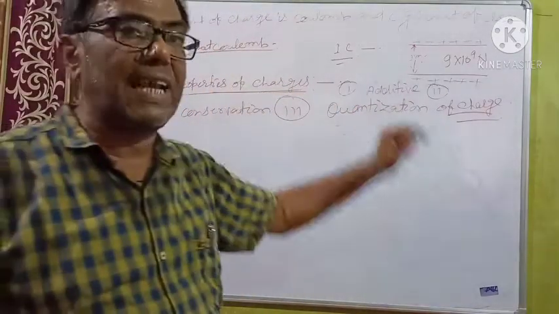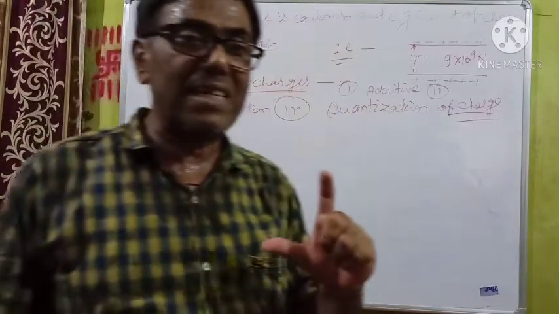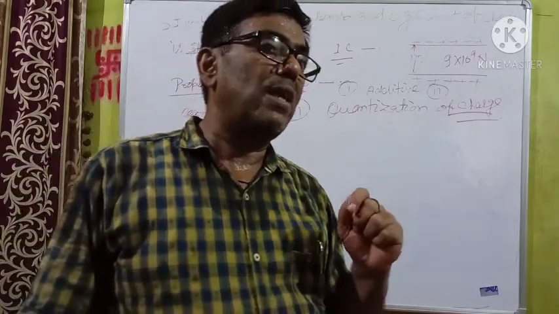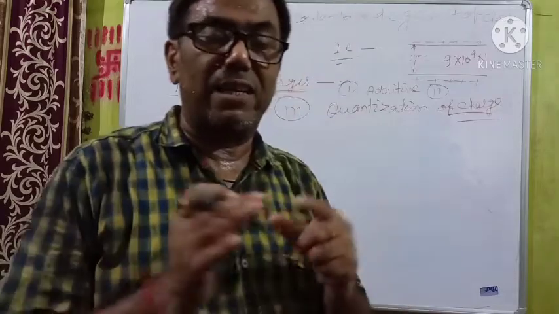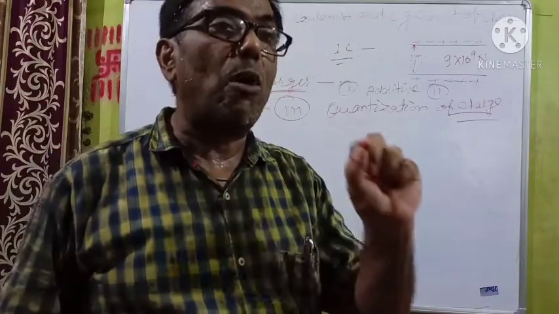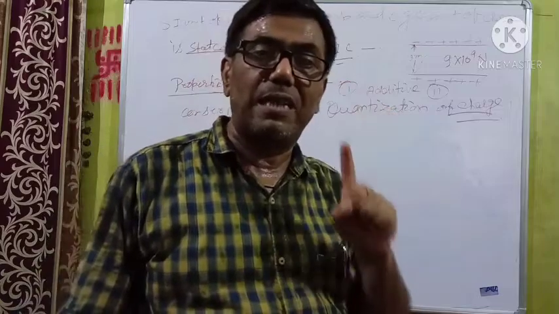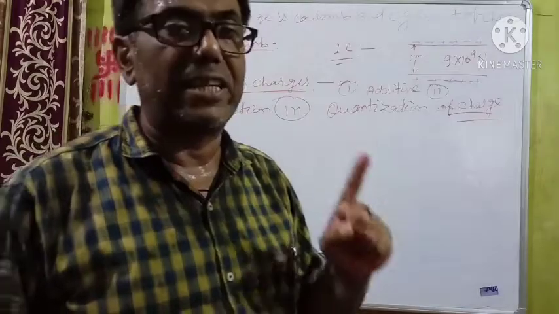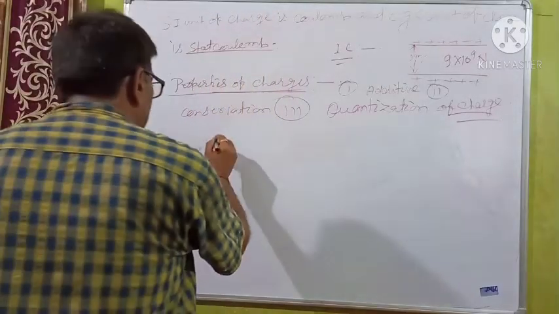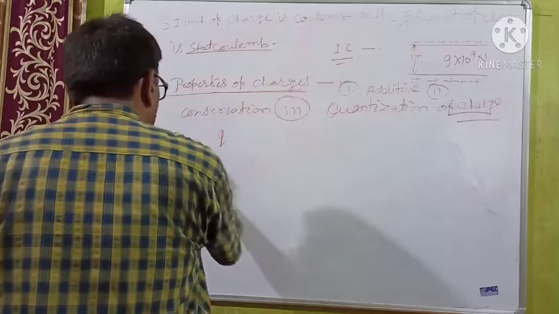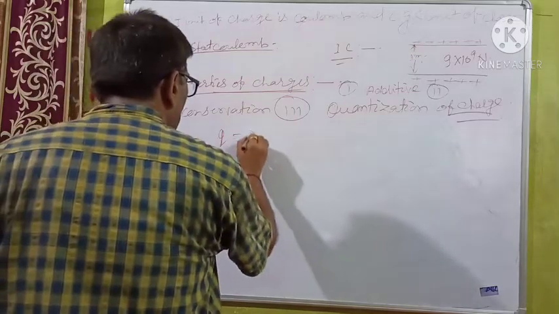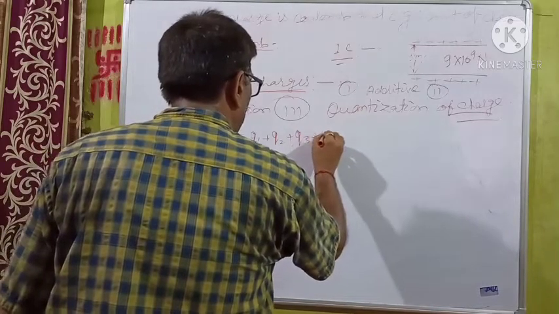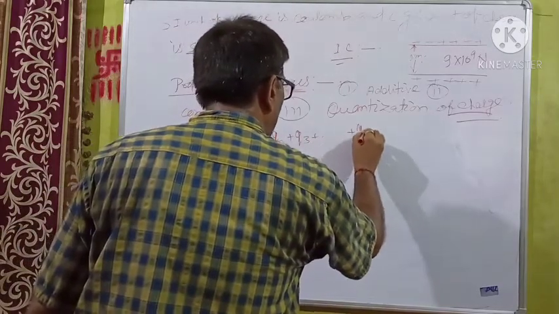There are three properties of charges. One is the additive nature. Additive means that when two or more charges are added, they obey simple algebra. The algebraic sum of the charges is equal to the resultant charge or net charge. So net charge Q is equal to Q1 plus Q2 plus Q3 plus dot dot dot plus Qn.